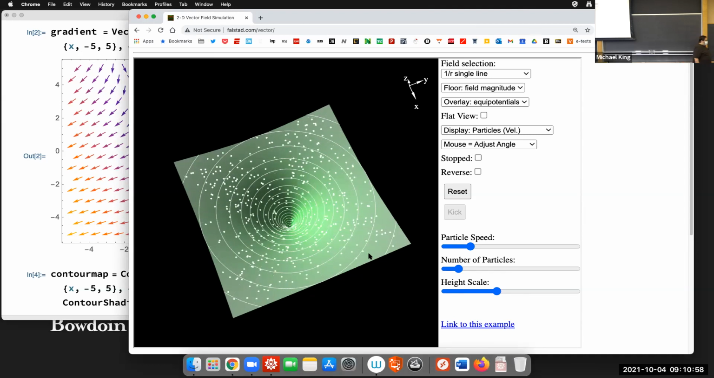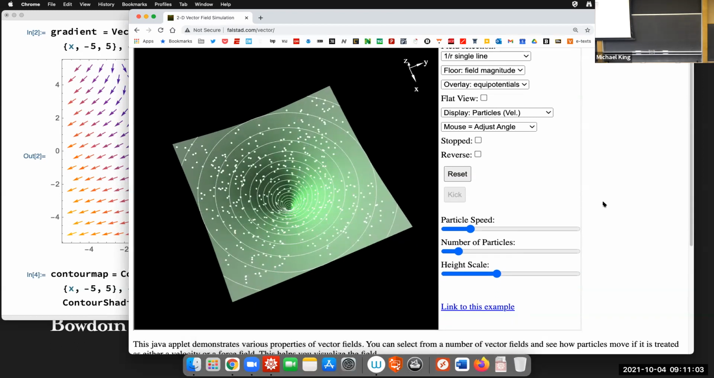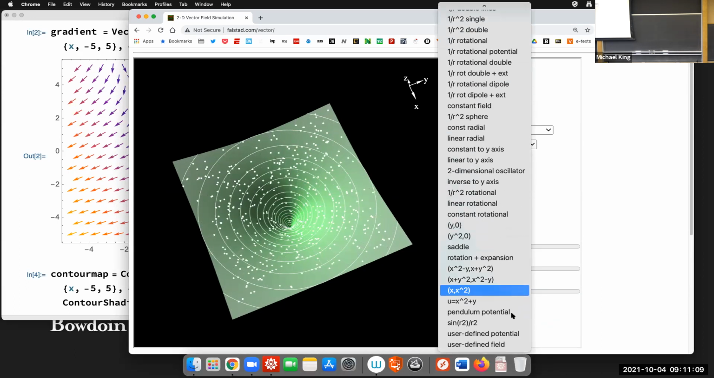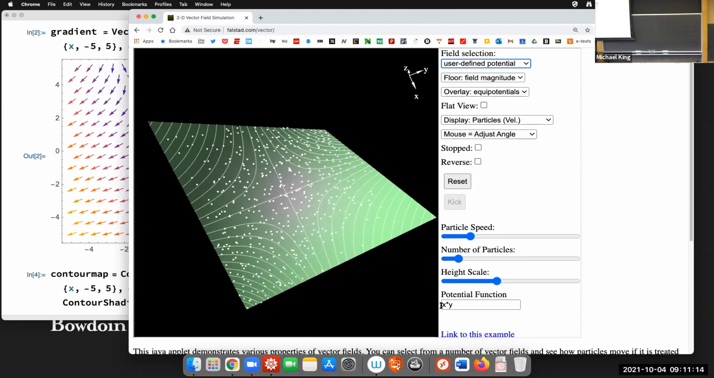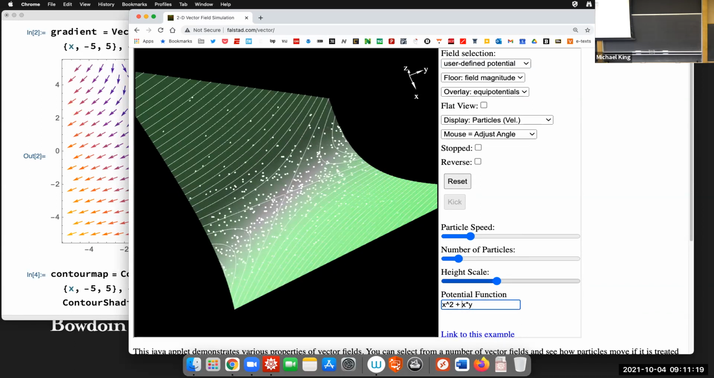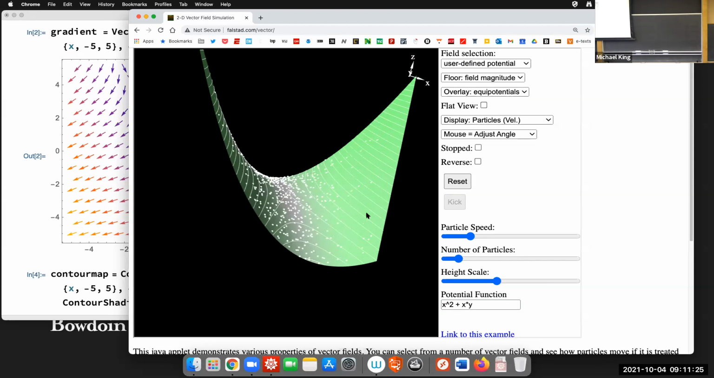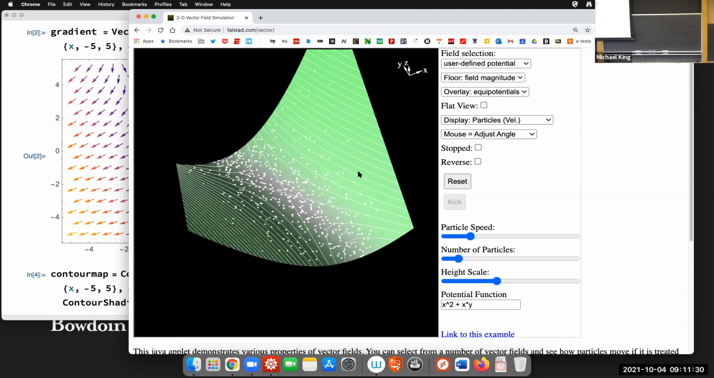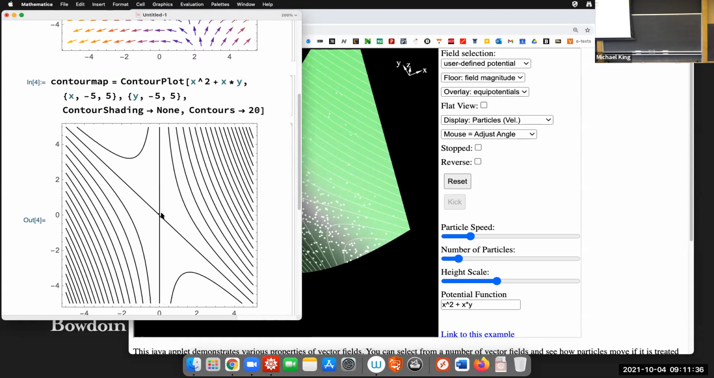Yeah, so here, I'll show you. This is sort of interesting. Let me do what's called a user-defined potential, and let me put in the example I kept using, x squared plus xy. And we were talking about the gradient of a function, about the partial derivatives and the directional derivative.